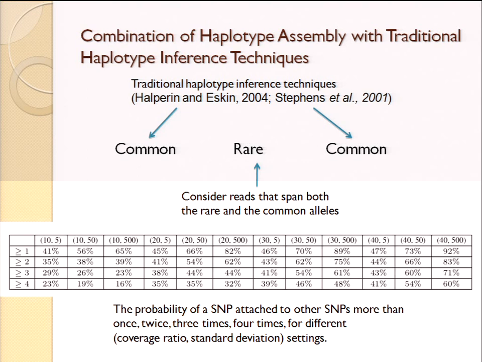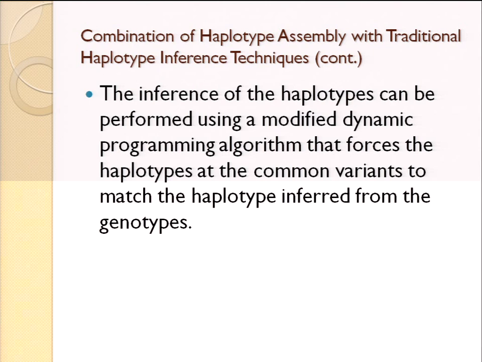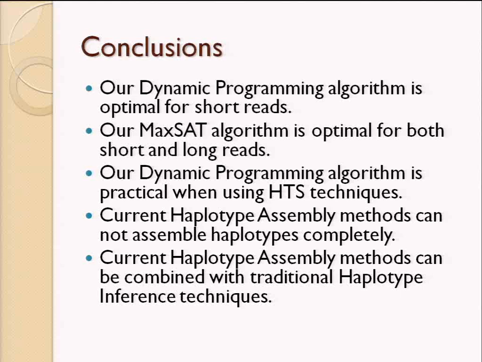By two techniques, we actually need to revise our dynamic programming parameter. First, the haplotype as a common variance to match the haplotype differ from the genetic details. And for revised the algorithm. So, we should have our dynamic programming algorithm is the short read, MaxSAT long read, and if you are using dynamic programming algorithm, it is very important. And also, another example, completely with us to address the problem so that we can combine the authentic programming.